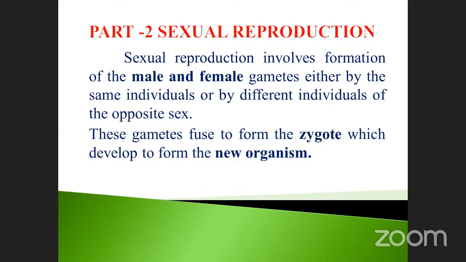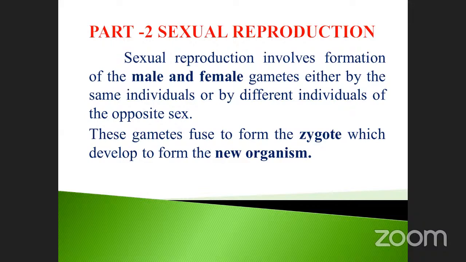Human beings have the male as well as the female sex organs, followed by the male and female gametes. Both the gametes are haploid in nature. When they come in close contact, it results in the formation of what? Zygote. The zygote is diploid in nature. When it undergoes cell division, it produces the new organism, which is also diploid.